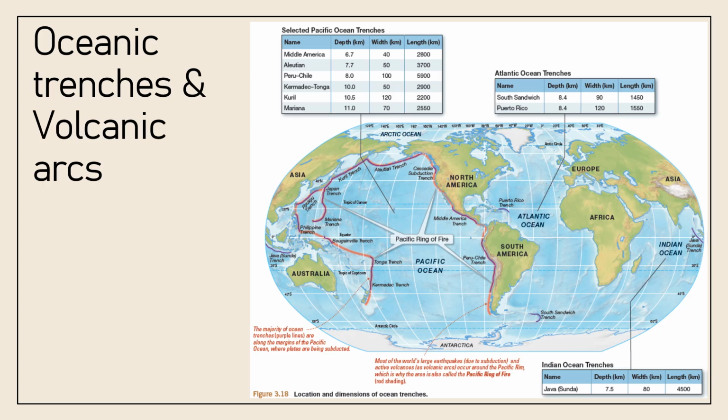Unlike the 6 trenches we have here in the Pacific Ocean, in the Atlantic Ocean we have just 2, which are pretty much shallow as well, and in the Indian Ocean we have just 1, Java. So most of the world's large earthquakes due to subduction and active volcanoes occur around the Pacific Ring, which is why this area is called the Pacific Ring of Fire.